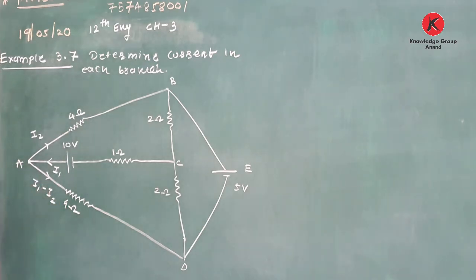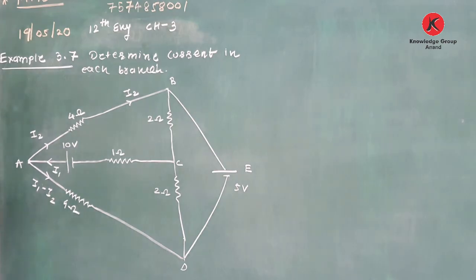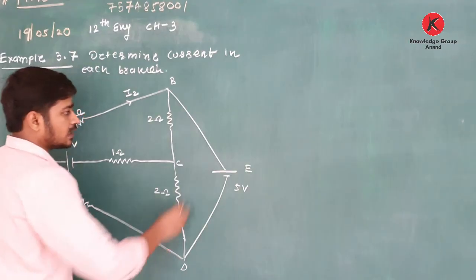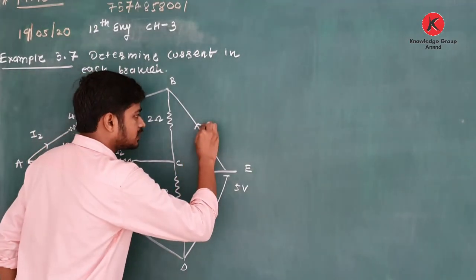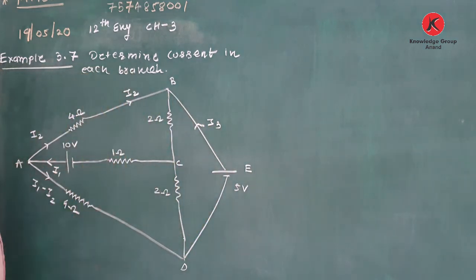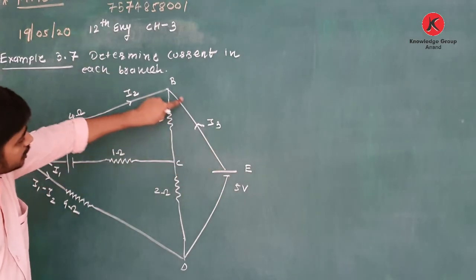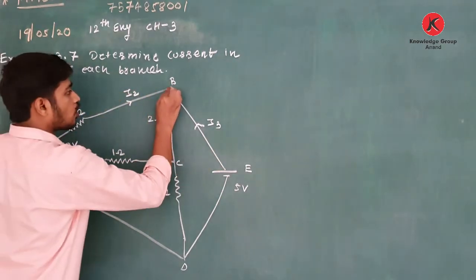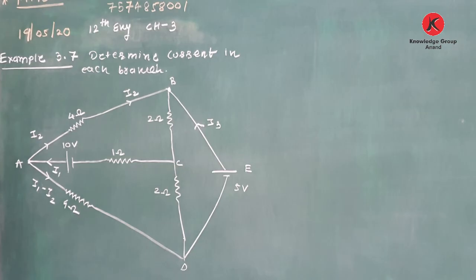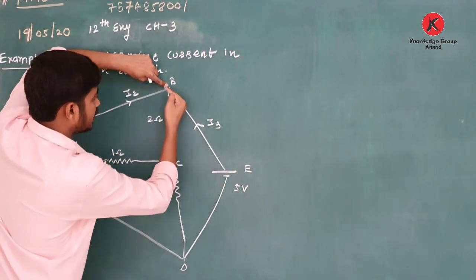Clear about this? From point A, here I2 is moving in this direction, yes or no? We have already assumed I1 and I2. From the positive terminal of this second cell, I am assuming current I3 is moving in this direction. So now, what happens at point B? See, at point B, I2 enters, I3 enters.